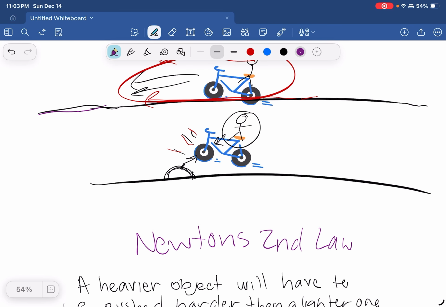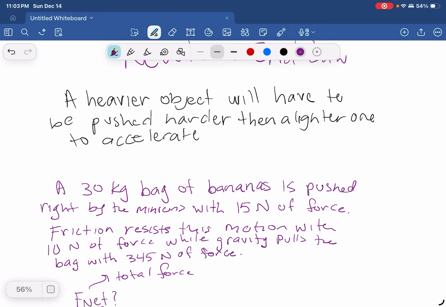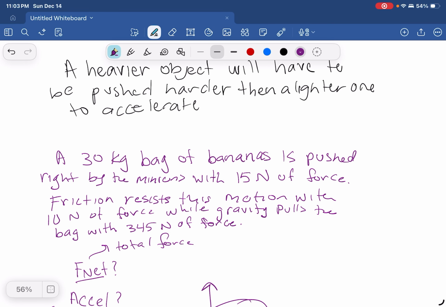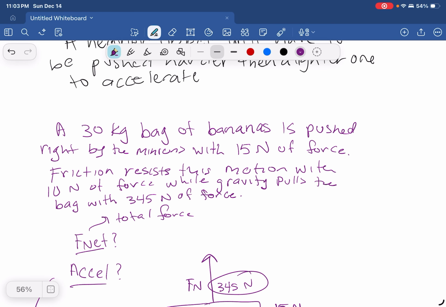So the situation here is a 30 kilogram bag of bananas is pushed right by the minions with 15 newtons of force. Friction resists this motion with 10 newtons of force, while gravity pulls the bag with 345 newtons of force. So, using the free body diagram, we can figure out the total amount of force, the F net that I'll be using, and then the acceleration at which the bag of bananas is moving.